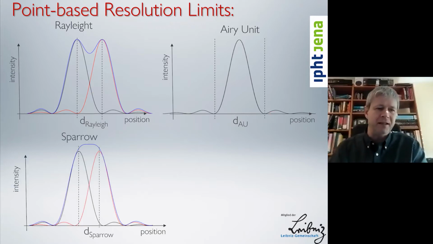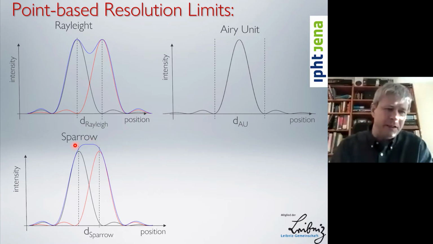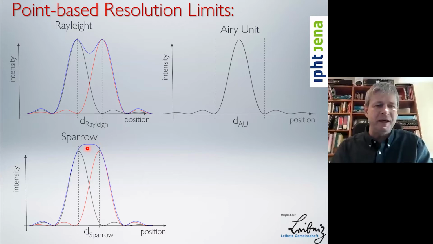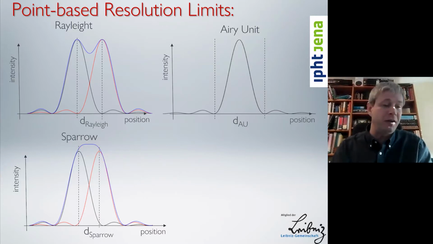And then somebody else came up with the Sparrow limit here, which is placing the two points at such a distance that there is no dip in between. So you see here at the Rayleigh limit, we still have a significant decrease in intensity, so that normal people would probably say, well, they are still easily separated. But at the Sparrow limit, this dip has vanished completely, or just about has vanished.